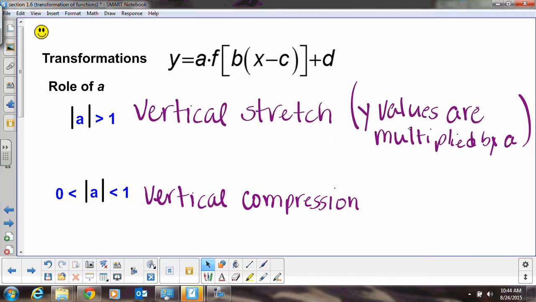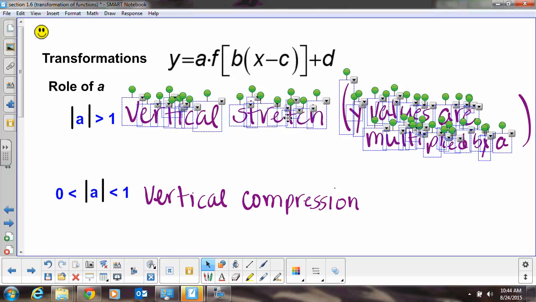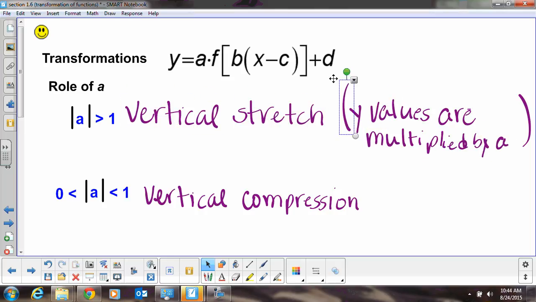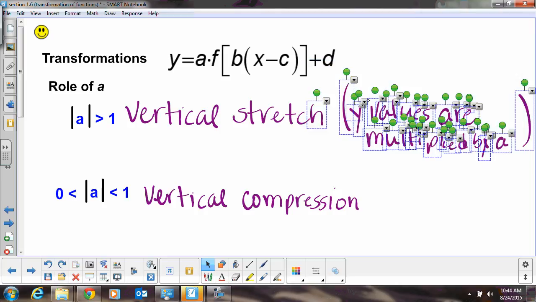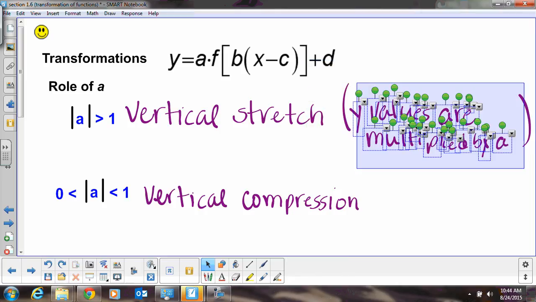Oh, darn. I wonder if I do this. Will it let me? Yeah. Okay. So if we take this part. Oh, darn. So if we take this right here. Oh, I don't want that H. Try it again.